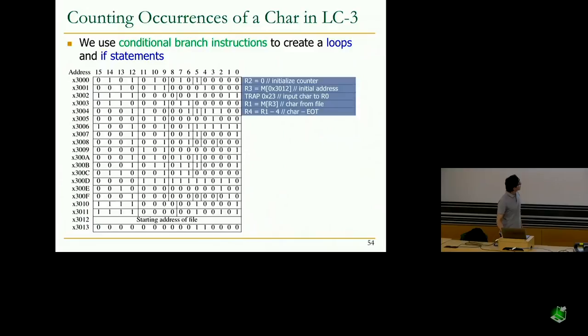And here, with these 2 instructions, observe that we are subtracting 4 from something that is in R1. So this is R1, the char that we just took from the file, minus 4. If the result is 0, this means that they are equal. And if they are equal, this means that this char was the end of text.